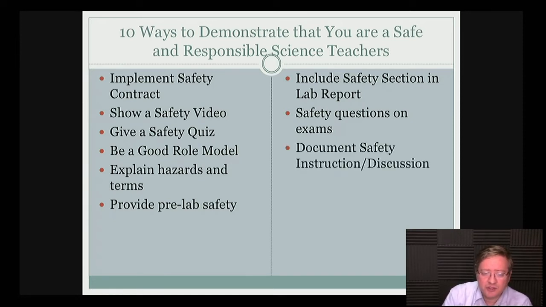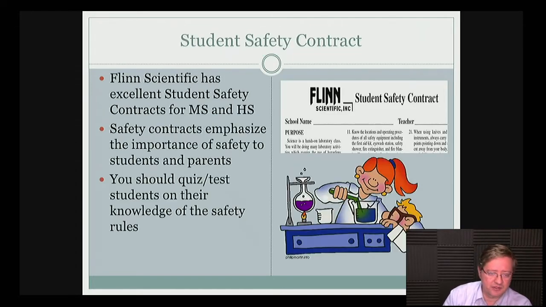Document safety instruction, document discussions, put it in your syllabus. If you have a science class or something like that, put it in your lesson plan. This is our safety activities. This is what we're going to be doing. And enforce the rules. Just like a parent, yes, I'm going to be your friend, but I'm also your parent first. So as a teacher, you're going to be their teacher first. Your goal is to make sure they're safe in these environments.